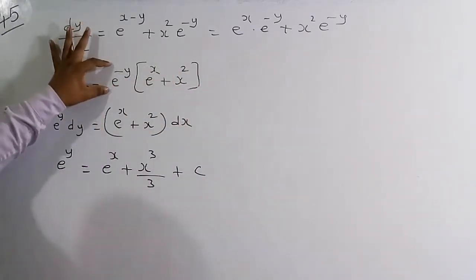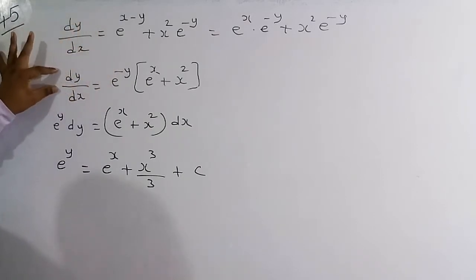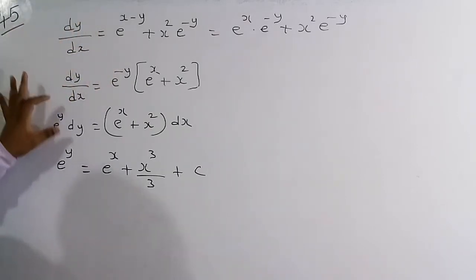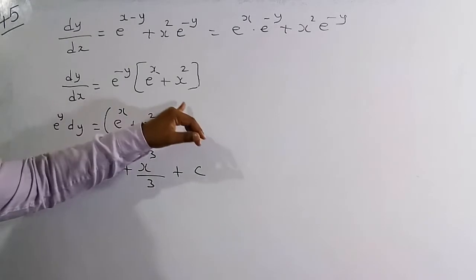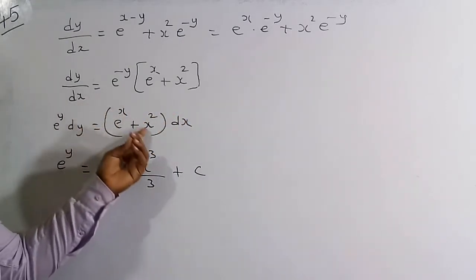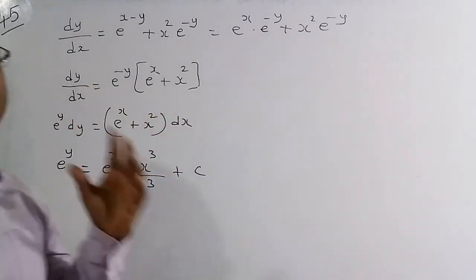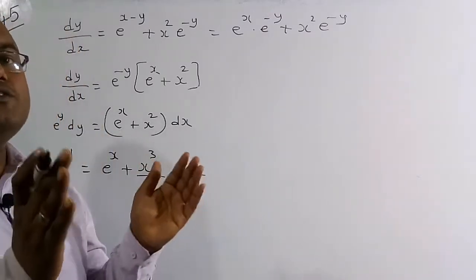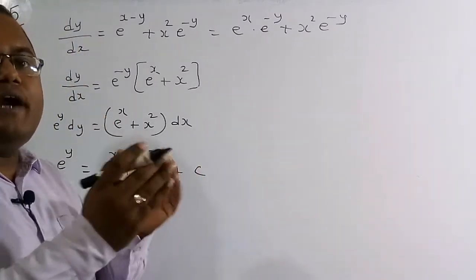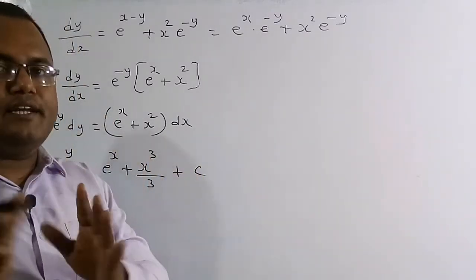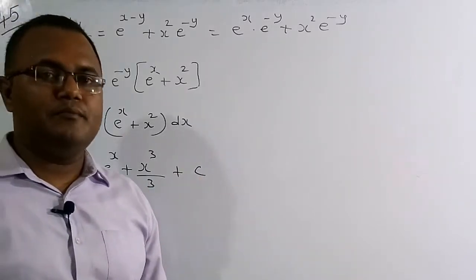Now I can take this e to the power of minus y to this side, so you are going to get e to the power of y into dy, and I can take the dx to this side, so we are going to get e to the power of x plus x square into dx. This is called the variable separable method, meaning we are going to keep the y terms on one side and the x terms on the other side.